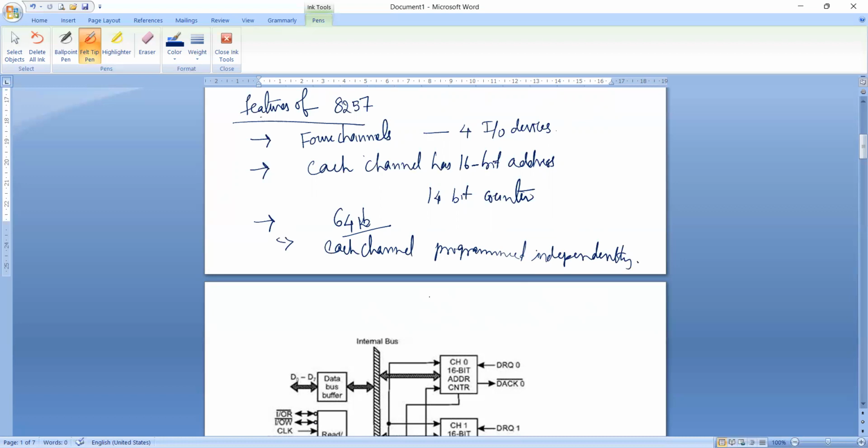Each channel can perform read transfer, write transfer, and verify transfer operations. It generates a mark signal to the peripheral device that 128 bytes have been transferred. So for every 128 bytes of data transferred, one mark signal will be sent to the DMA controller. It requires a single-phase clock.